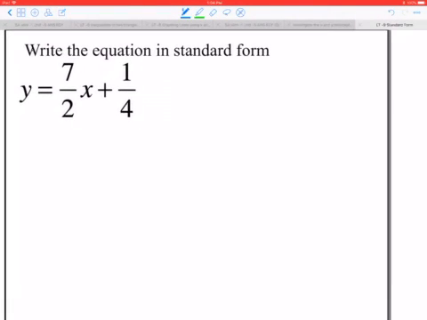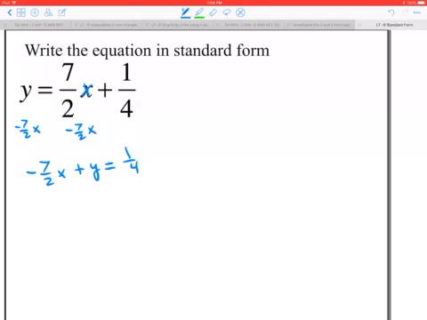We're going to write this equation in standard form. Right now it's in slope-intercept form. And so I'm going to get the x term on the other side. It's a positive 7/2, so what I'm going to have to do is subtract 7/2 x. That's going to give me a negative 7/2 x plus y equals 1/4.